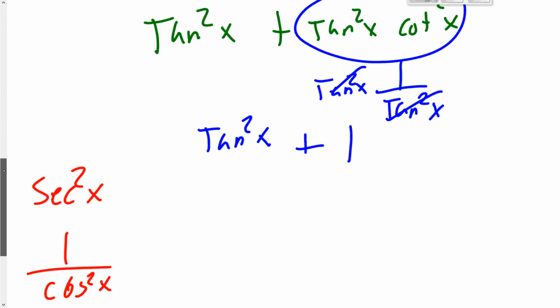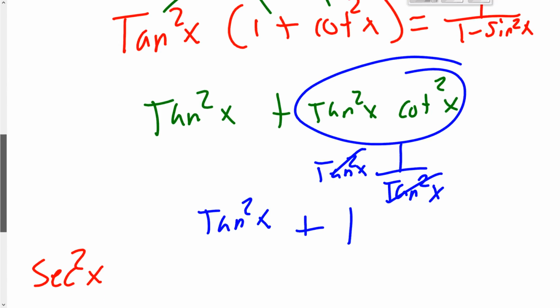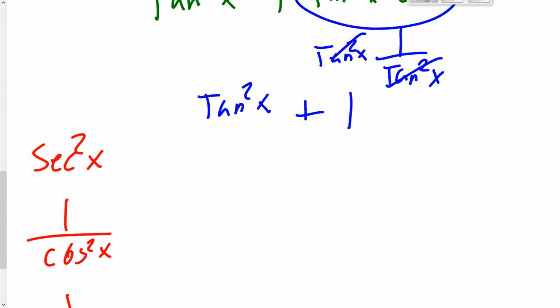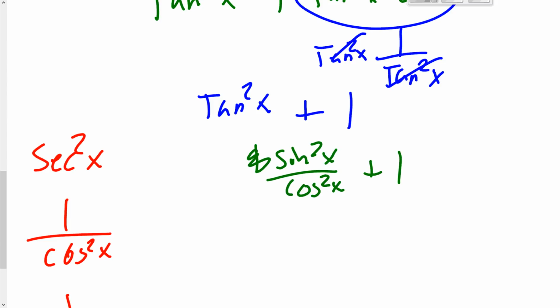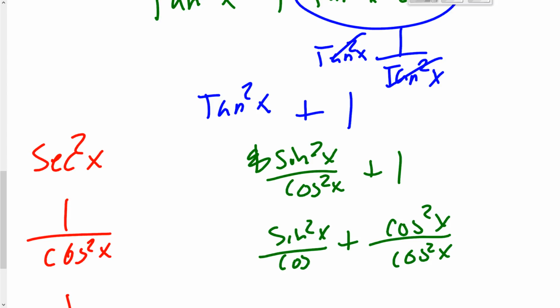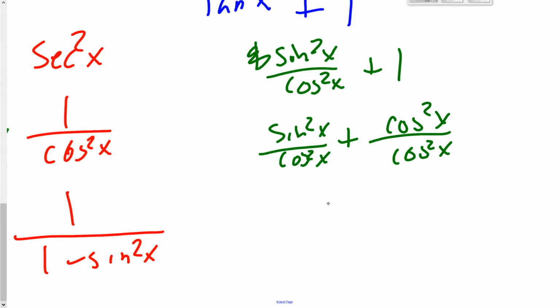Or I can say, hey, I need a fraction, right? I need a fraction here. So I can take tangent, and I can do sine squared x over cosine squared x plus 1. And now I need a common denominator, so I can go cosine squared x over cosine squared x, and plus sine squared x over cosine squared x. Now I have a common denominator, so now I can go ahead and add the top, so I get sine squared x plus cosine squared x.